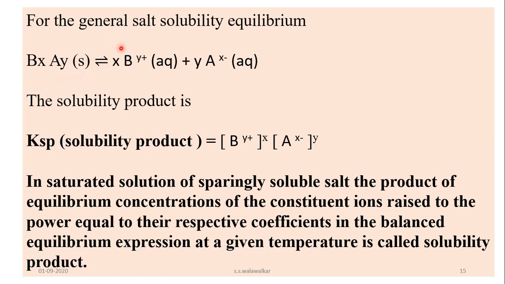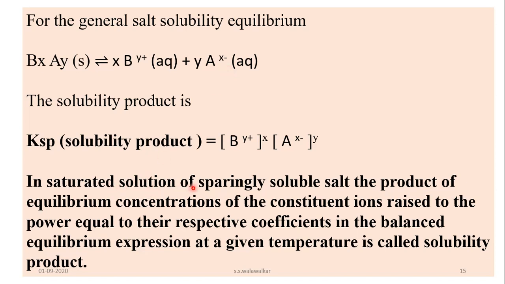So in general, a salt is represented like this: BxAy. When such a salt is dissolved in water, a very small amount of this salt gets dissolved and forms equilibrium with B ions and A ions. So BxAy when dissolved gives x moles of B ions and y moles of A ions. Therefore the solubility product for this particular reaction is what? Ksp is equal to the concentration of B ion raised to x, as x moles are there, into the concentration of A raised to y, as y moles of A ions are present in the equilibrium reaction.